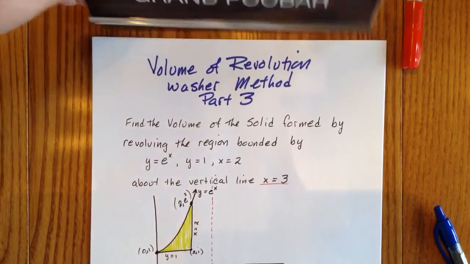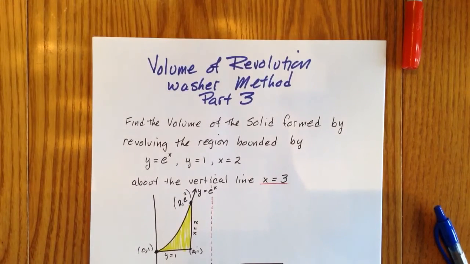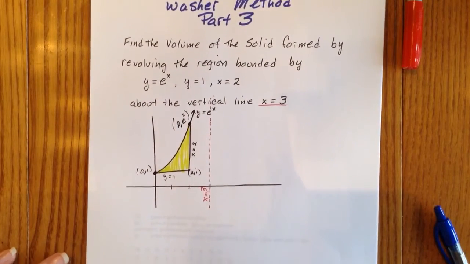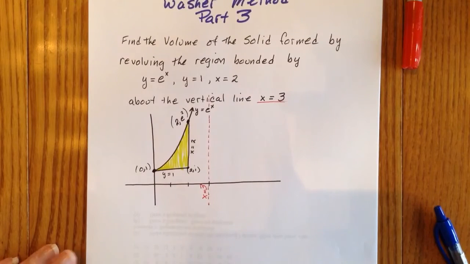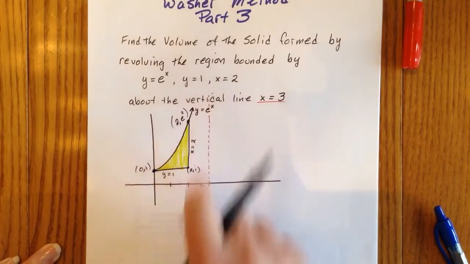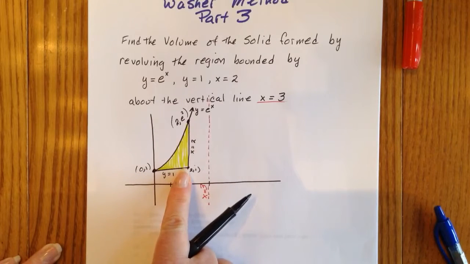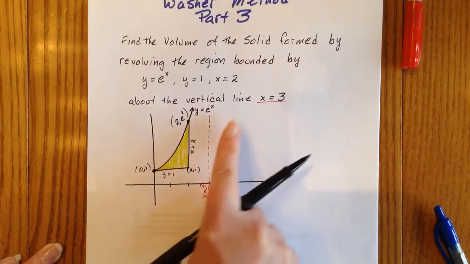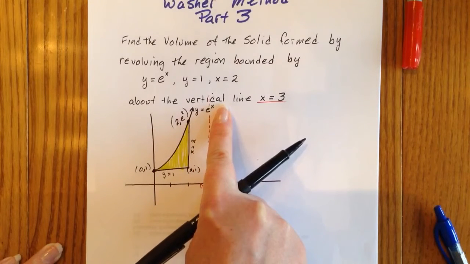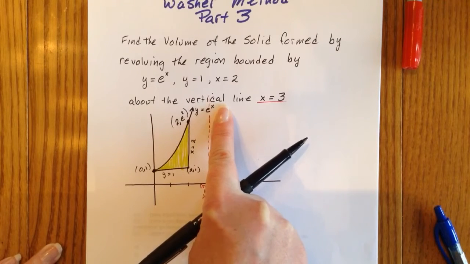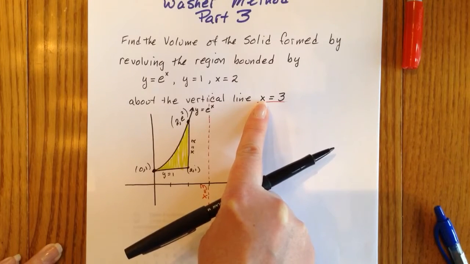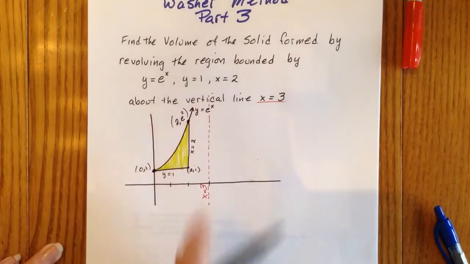Alright, so this time we are asked to find the volume of a solid formed by revolving the region bounded by y equals e to the x, y equals 1, and x equals 2. So here's our region, and we are supposed to revolve it around a vertical line. That's what makes this part 3 extra special. Our line is the vertical line, not y, it's x equals 3. So this is the dotted line, x equals 3.